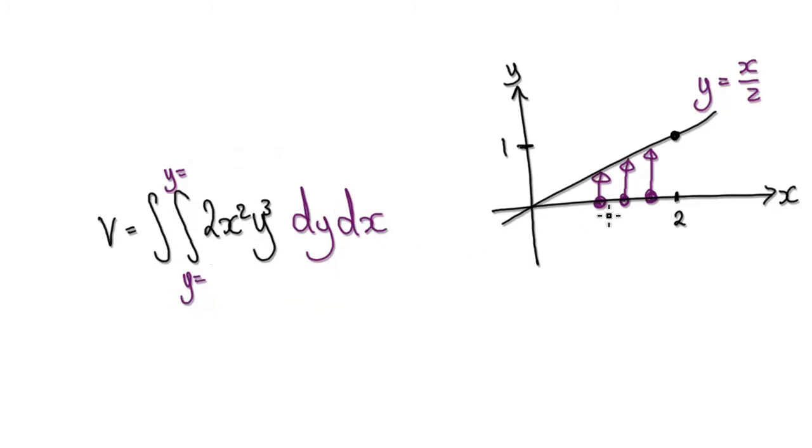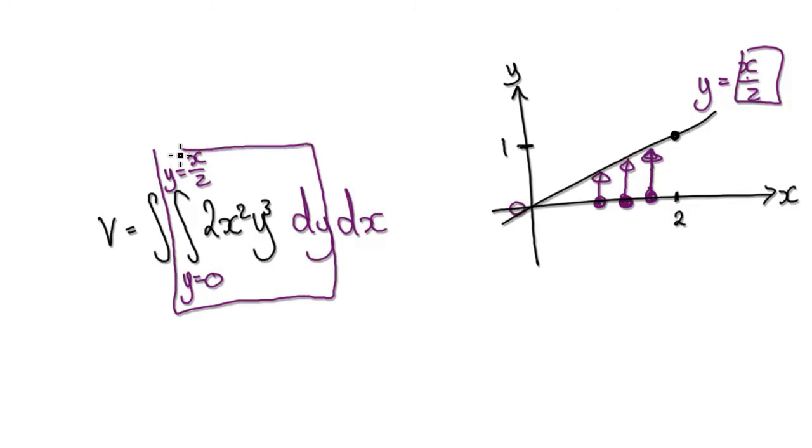So we start here, which would be, what's the y value here? It would be zero. So y equals zero, and then you move all the way up to here. What's the y value here? The y value here would be x over 2. So this is how you set up the first part.